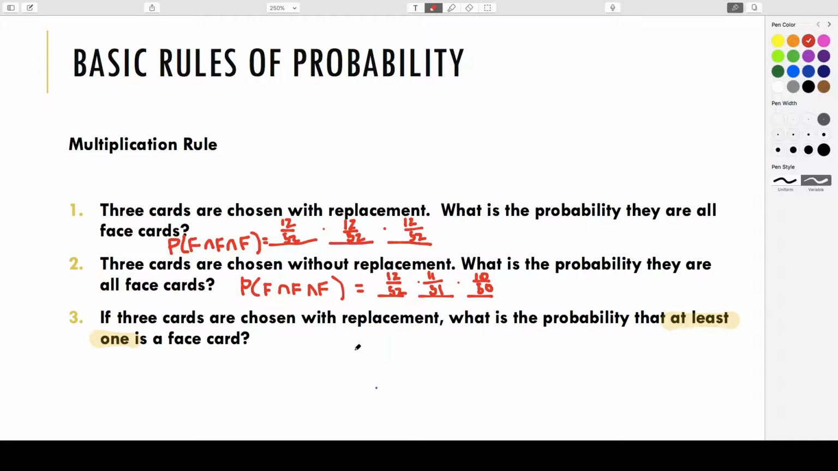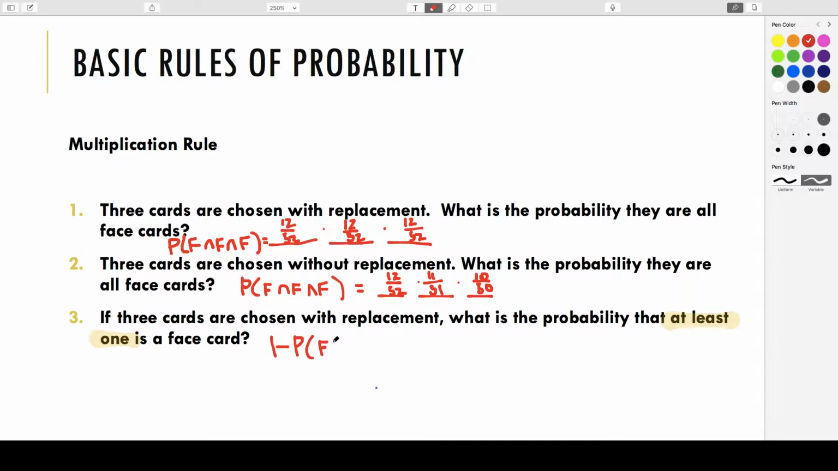Last one. If 3 cards are chosen with replacement, what's the probability that at least one is a face card? Well, we do 1 minus the probability of none. So when you see at least one on these multiplication problems, like we know later comes geometric and binomial where we're doing at least 2 and at least 5 and at least 10. But for these easy multiplication ones, we're doing at least 1. There's a shortcut. We need to do 1 minus the probability that none are face cards.